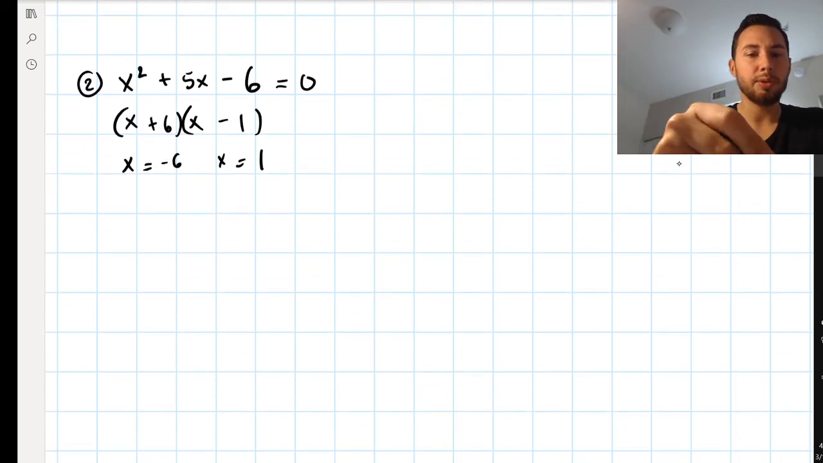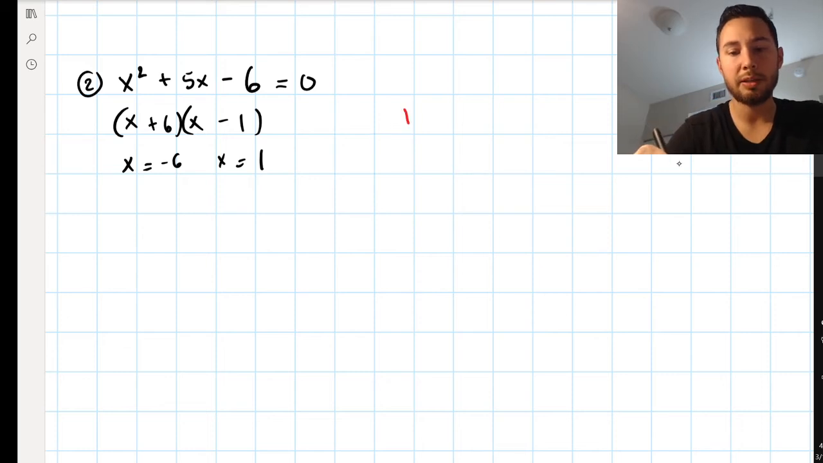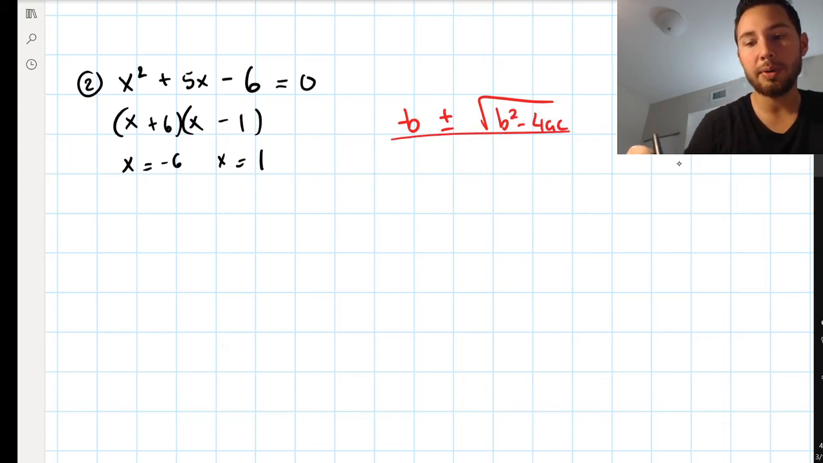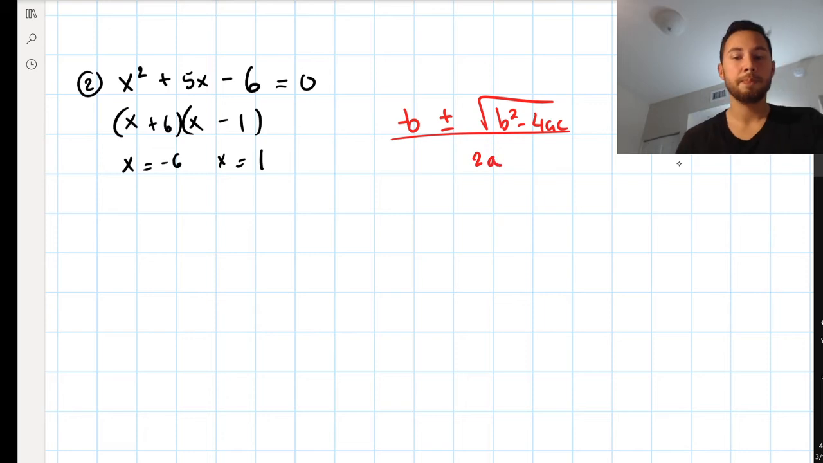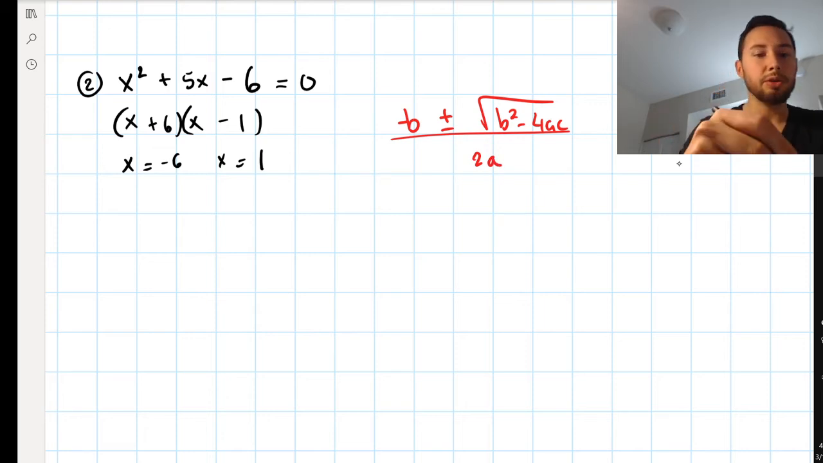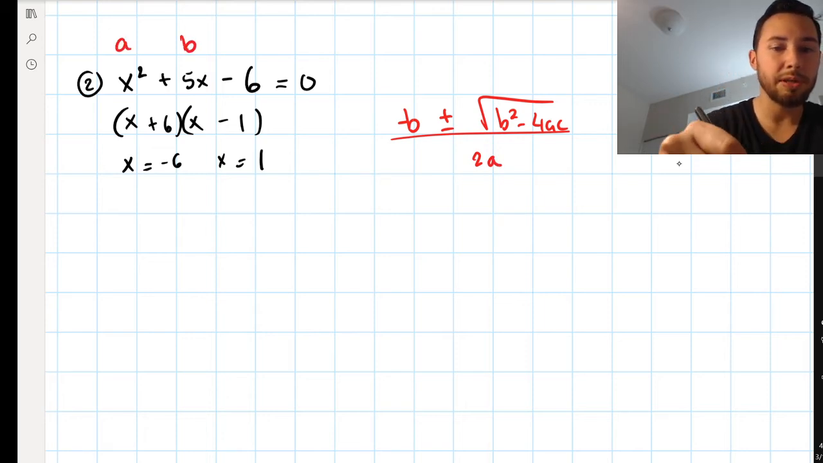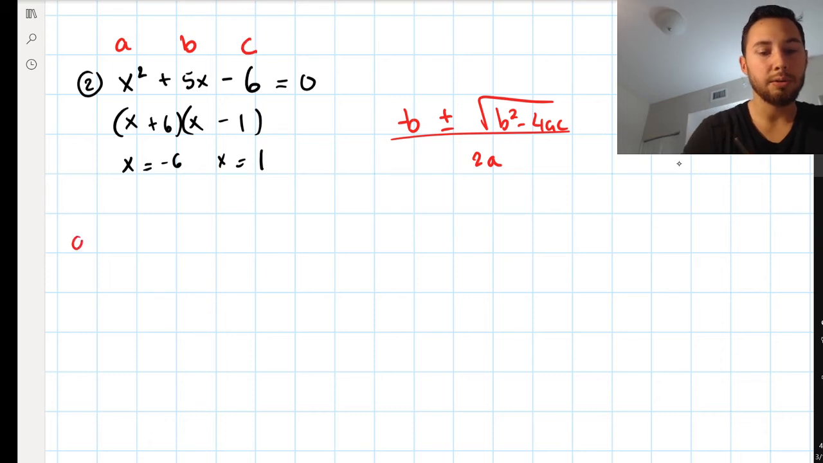I'll rewrite the formula so you guys get used to it. And again, this is negative b plus or minus the square root of b squared minus 4ac, all of that divided by 2a. So let's list my individual parts again. This is a, this is b, and this is c. So a, b, and c. My a is 1, my b is 5, my c is negative 6.